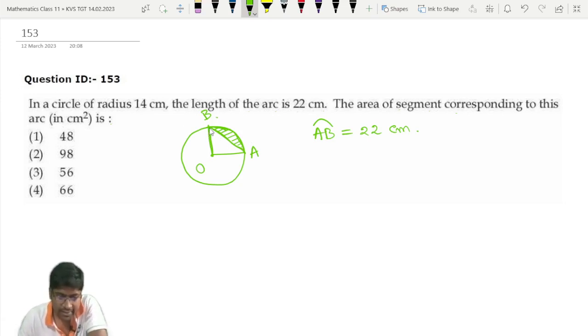First we will find the area of the sector corresponding to the arc AB. That means this total area we will find first. Then we will subtract the area of the triangle OAB. The radius is 14 centimeter, so OA is equal to OB is equal to 14, and arc AB is equal to 22. That is given.